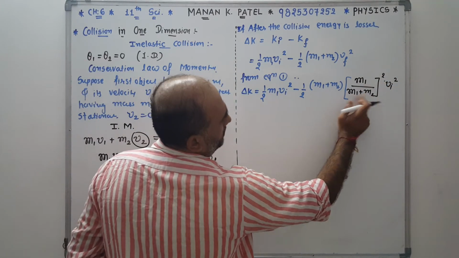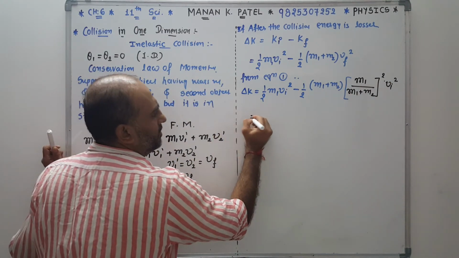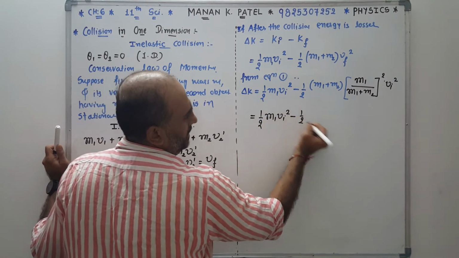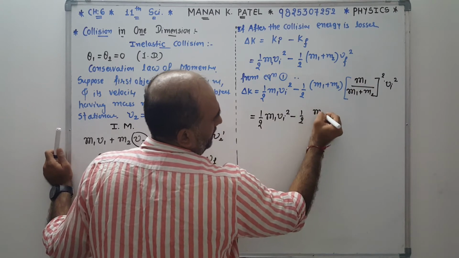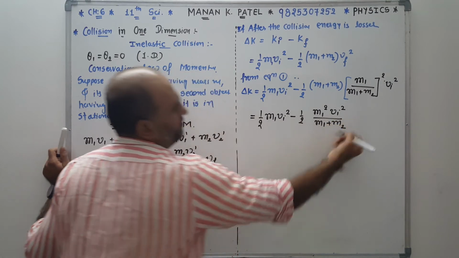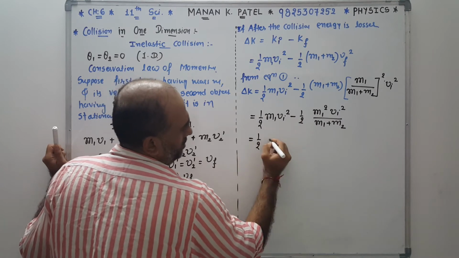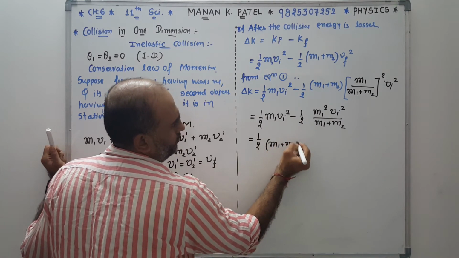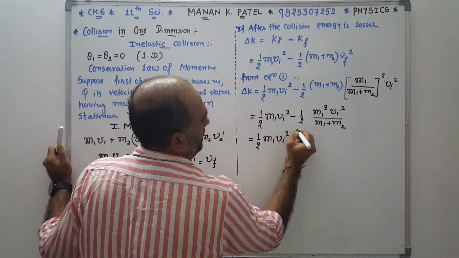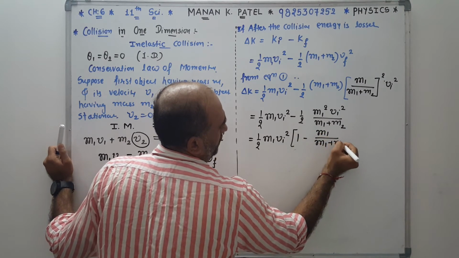Now here, m1 plus m2 whole square in the denominator, so one m1 plus m2 cancels. So what is left is half m1 v initial square minus half m1 square v initial square by m1 plus m2. What is the common value? Half m1 v initial square is common. So 1 minus m1 by m1 plus m2.